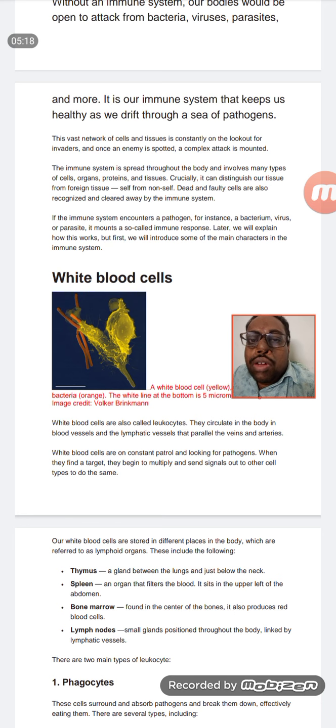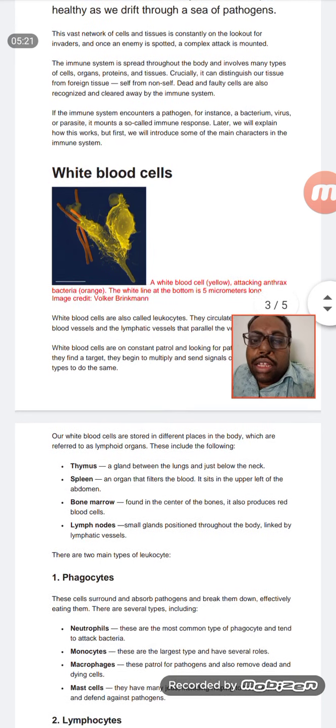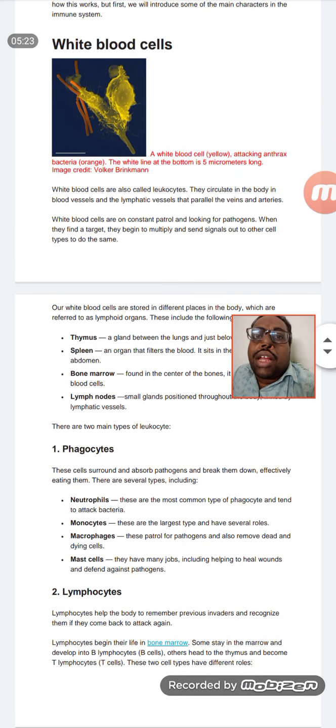The first immunity that comes into play is the white blood cell. Here I have shown a diagram for your understanding: a white blood cell attacking an anthrax bacterium, shown in orange color. These are the latest pictures found. Earlier we did not have these types of pictures to study. Those yellow structures are known as leukocytes or white blood cells.